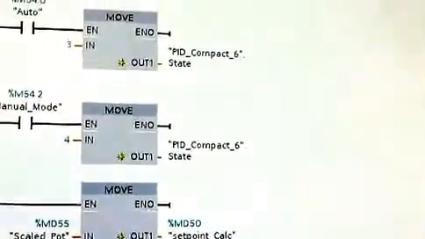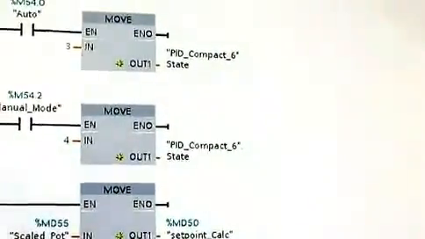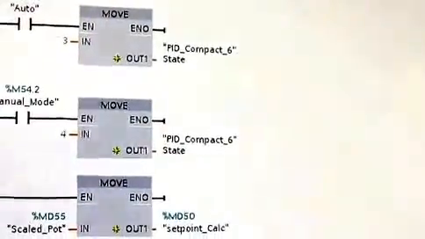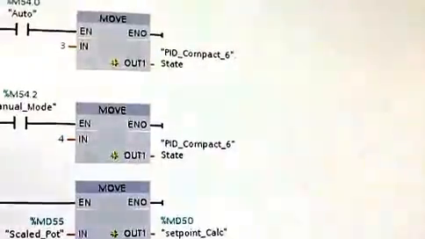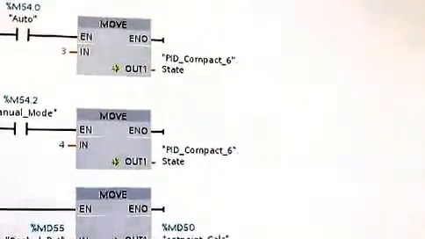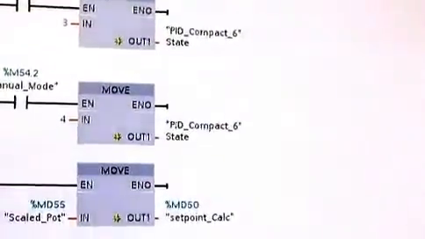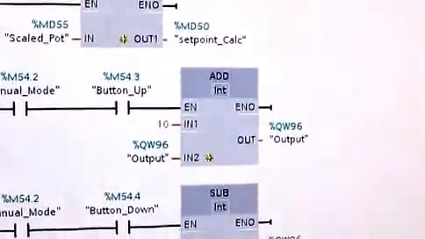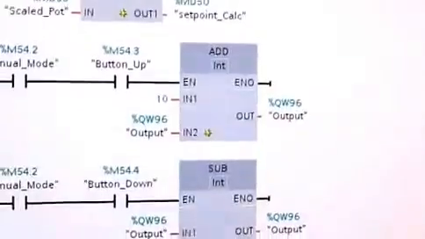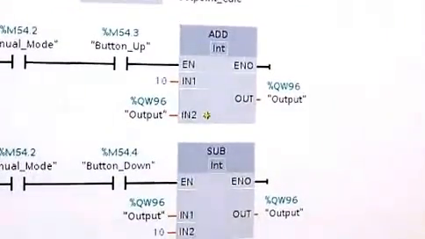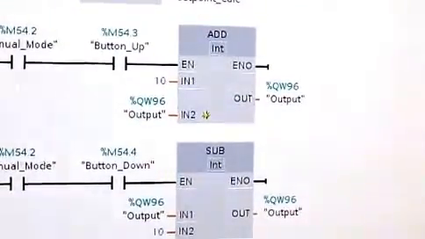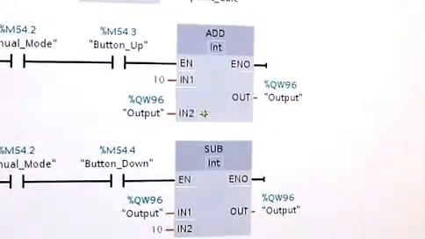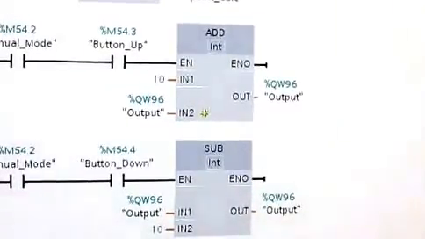Then this is the states, and depending on what state we're in, we're moving those numbers into the PID state variable, which is something we talked about earlier. These addition blocks here work in a similar manner as the scaled pot, or the local input, but they're adding to the output directly.